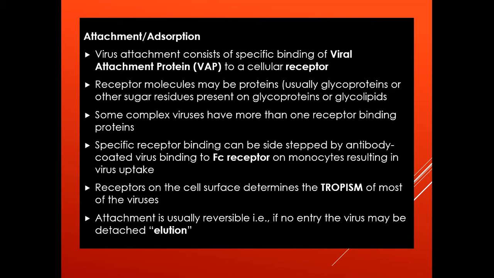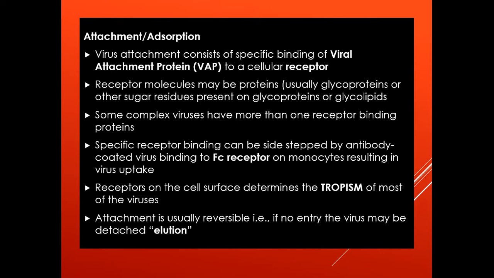Specific receptor binding can be sidestepped by antibody coated viruses binding to the Fc receptor on the monocyte or macrophage, resulting in virus uptake. Receptors on the cell surface determine the tropism, meaning some kind of interaction toward the cell, and you can say also attachment.